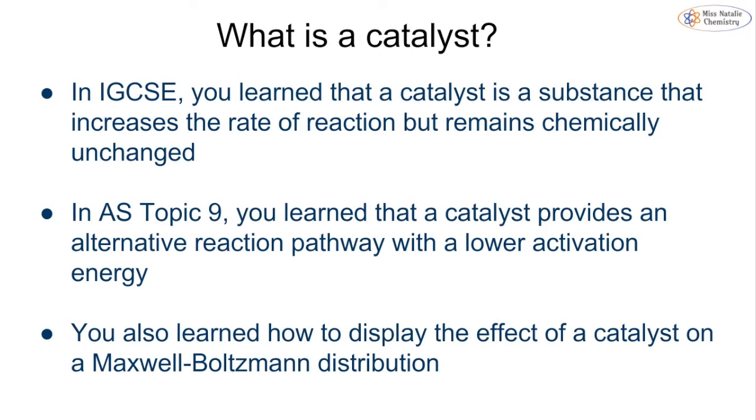So what is a catalyst? Well, you've learned varying different explanations of catalysts. You initially learned back in GCSE that a catalyst is a substance that increases the rate of reaction but remains chemically unchanged. In topic 9 of year 12, you would have learned a little bit more detail, that catalysts provide an alternative reaction pathway, and it's very important that we understand it's an alternative pathway that has a lower activation energy. And you showed this using a Maxwell-Boltzmann distribution curve.